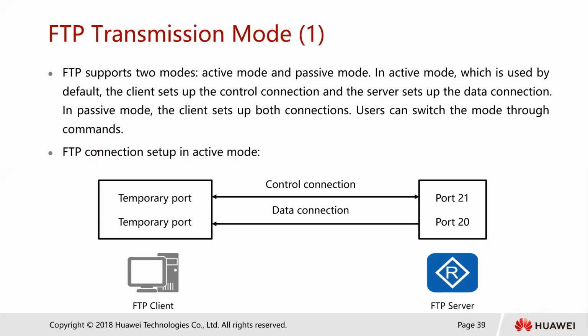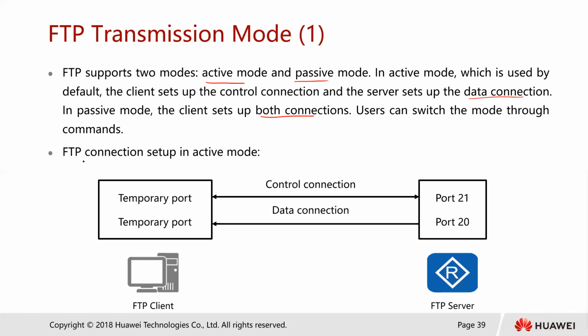So for FTP modes, we have two of them. We have active and we have passive mode. In active mode, which is used by default, the client sets up the control connection and the server sets up the data connection. In passive mode, the client sets up both. That's the difference. In passive, the client sets up both. In active, the client sets up the control connection and the server sets up the data connection. But users can switch between the modes through commands.